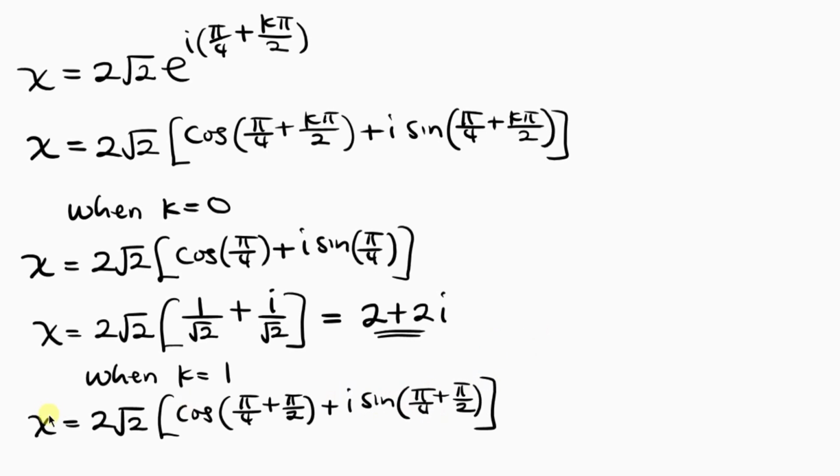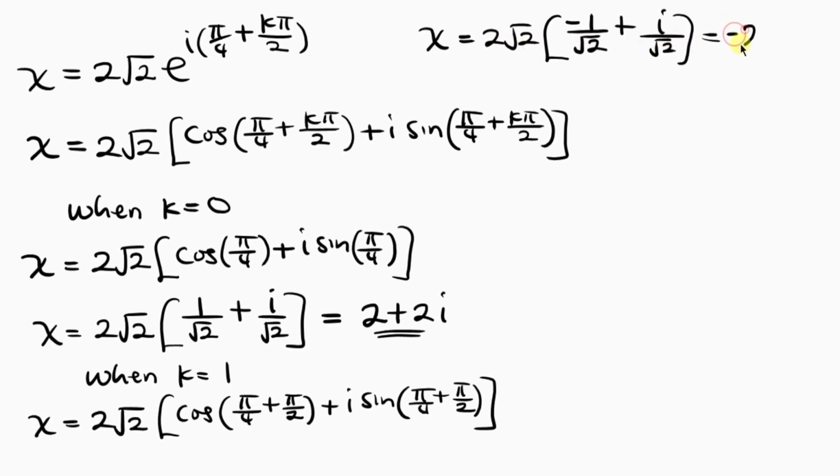Now by simplifying, we have x equal to 2 root 2 times, now what I have is pi over 4 plus pi over 2. Cos of this expression gives negative 1 all over root 2 plus, now the sine of this expression is 1 all over root 2, and when multiplied by i, we have i all over root 2. That's it. And opening up the bracket, we're going to be having negative 2 plus 2i.